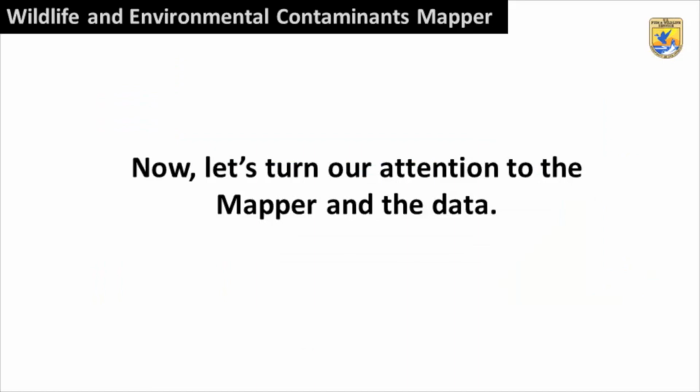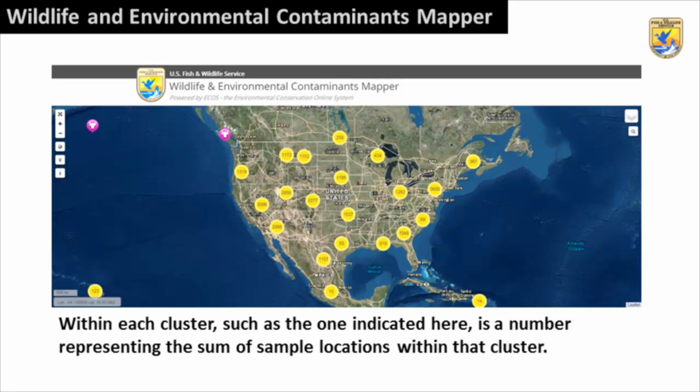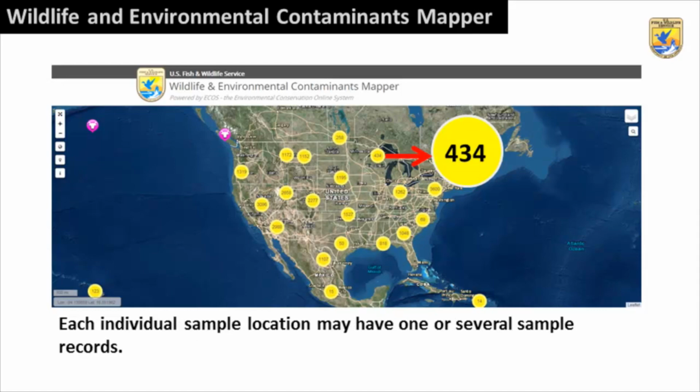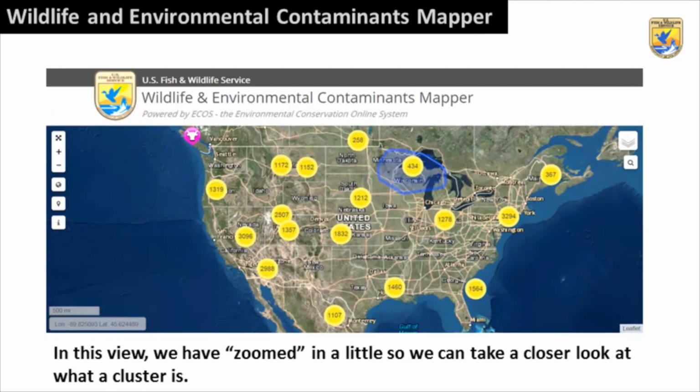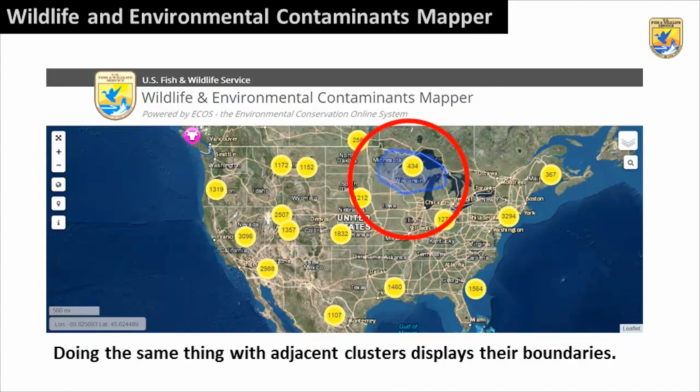Now, let's turn our attention to the mapper and the data. In the default map view, the contaminant sample locations are shown in the cluster mode. Within each cluster, such as the one indicated here, is a number representing the sum of sample locations within that cluster. Each individual sample location may have one or several sample records. In this view, we have zoomed in a little so we can take a closer look at what a cluster is. The geographical boundaries of this cluster, shown in blue, are displayed by placing the cursor over it. Doing the same thing with adjacent clusters displays their boundaries.